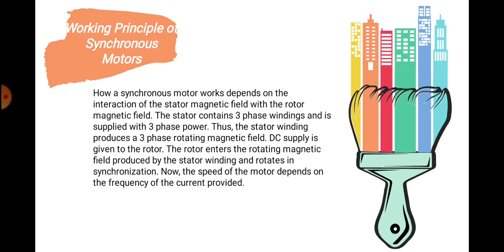Working principle of a synchronous motor. How a synchronous motor works depends on the interaction of the stator magnetic field with the rotor magnetic field. The stator contains a 3-phase winding and is supplied with 3-phase power. Thus, the stator winding produces a 3-phase rotating magnetic field. The rotor enters the rotating magnetic field produced by the stator winding and rotates in synchronization. The speed of the motor depends on the frequency of the current provided.